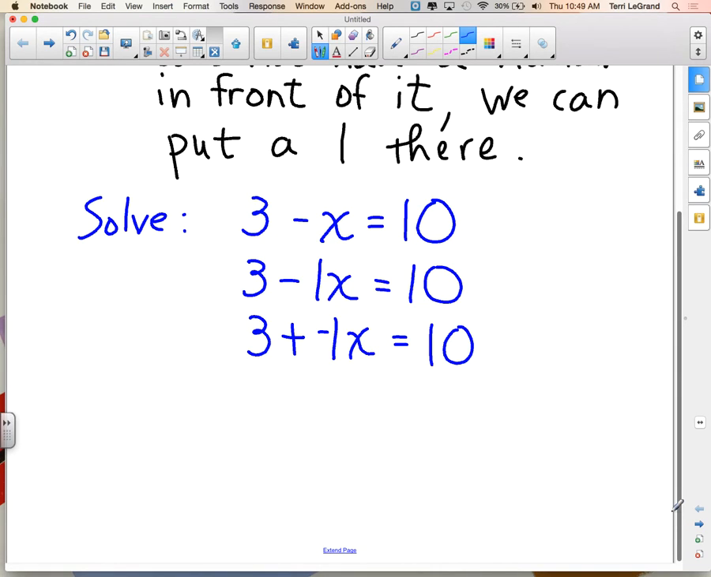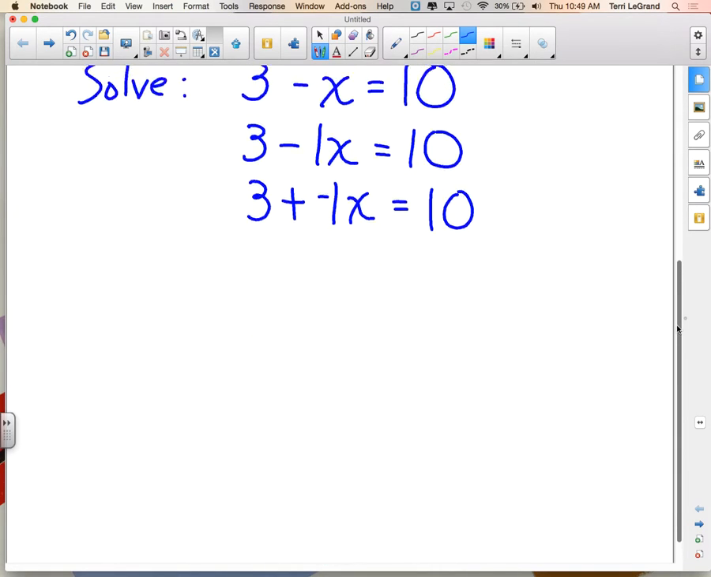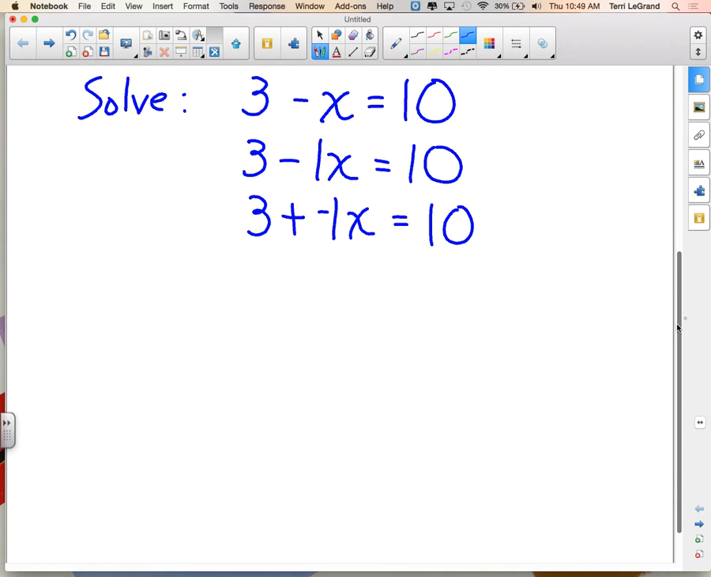We're not changing anything that we can't legitimately change. And now we can say with confidence that we can read addition backwards. This can be read negative 1x plus 3. Addition allows me to do that. But we don't have to, so it doesn't matter which one we use.